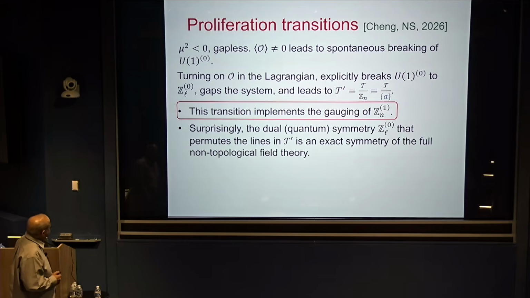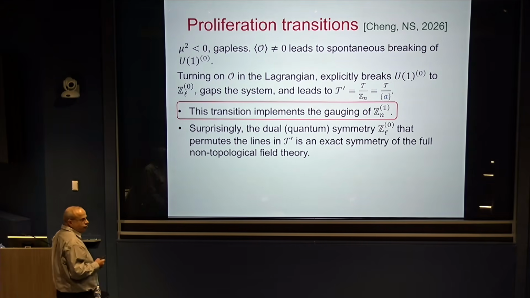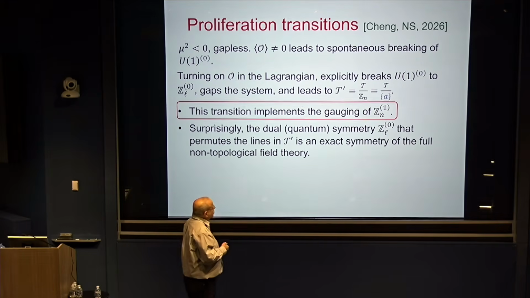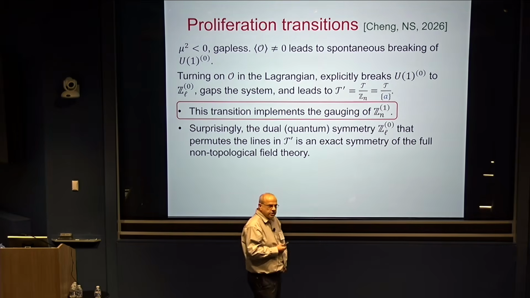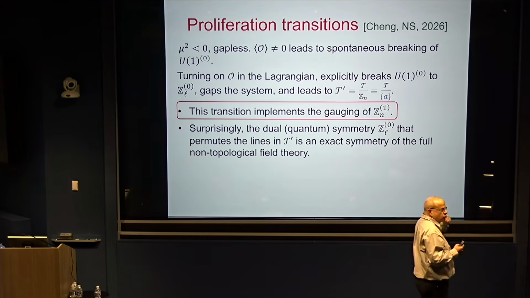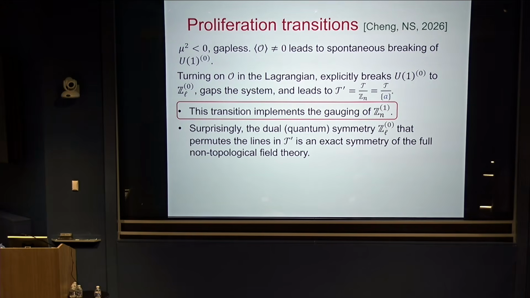And surprisingly, a lot of the features of the theory on the other side, after the transition, are visible in the full UV theory. For example, I talked about some Z_L part of the U1 symmetry. This is a symmetry that acts only on lines. And I said earlier that when you gauge, you go from T to T prime, there could be a quantum symmetry or a dual symmetry that permutes the lines that split, that appeared several times. That symmetry is an exact symmetry of the full UV theory throughout the transition. This is very surprising because this symmetry is usually very delicate. This brute force construction actually has that exact symmetry.